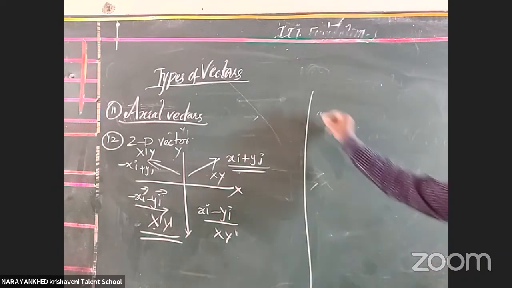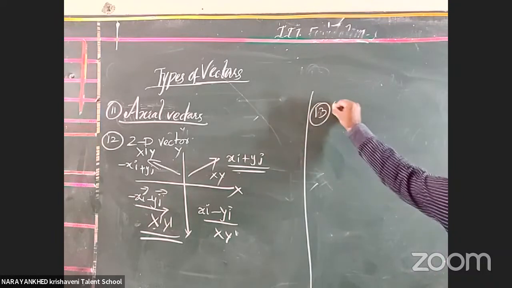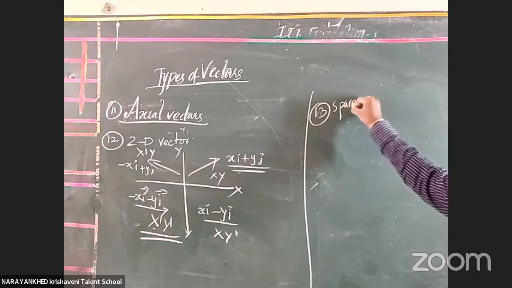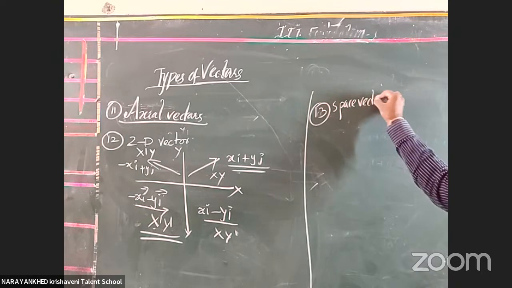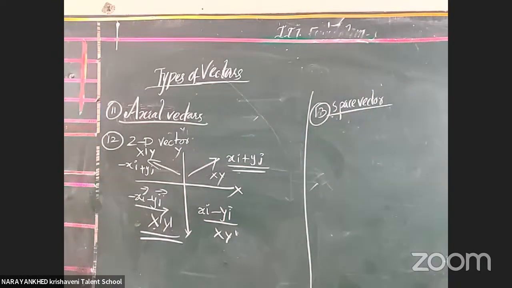Next, 13th one, space vector. Which one is called a space vector? If any vector possesses components along all the three axes x, y and z, such vectors are called space vectors. Got it or not? I hope you got it here.